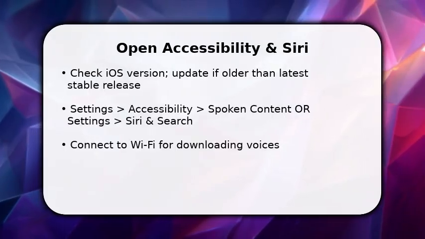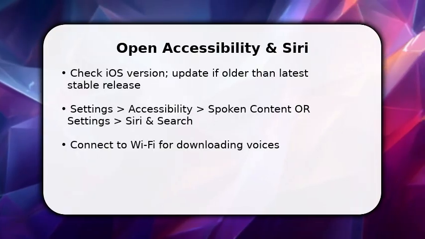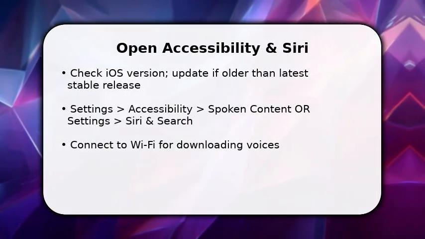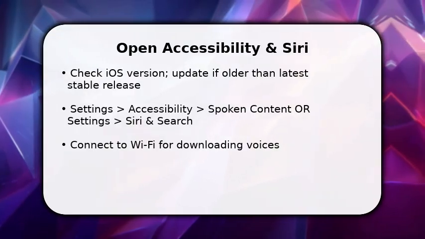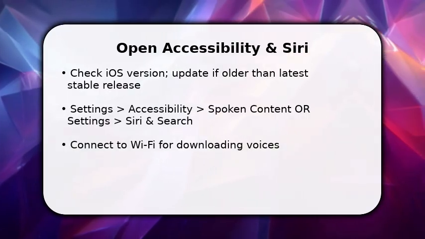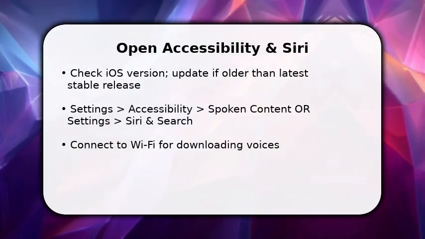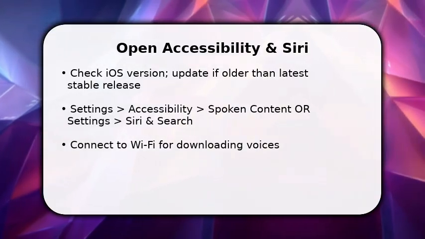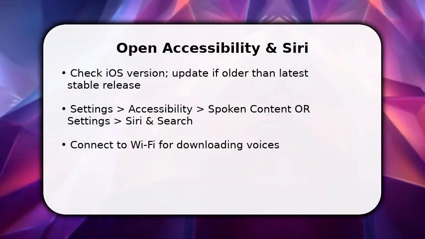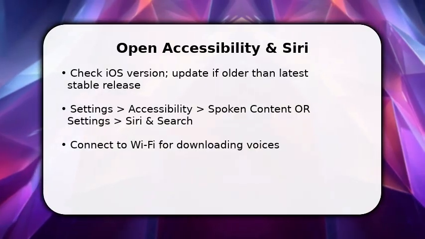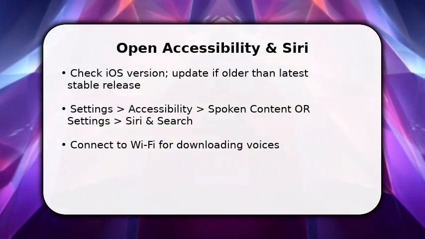You start by opening Settings and confirming iOS is up to date. This ensures all voice files are compatible. Next, go straight to Accessibility, Spoken Content to change reading voices, or to Siri and Search, Siri Voice if you want the assistant's voice. Make sure you're on Wi-Fi, because some voices download large files. Once there, tap Voices to view language options and accents. This first step gets you into the right menus so you can pick a new voice.